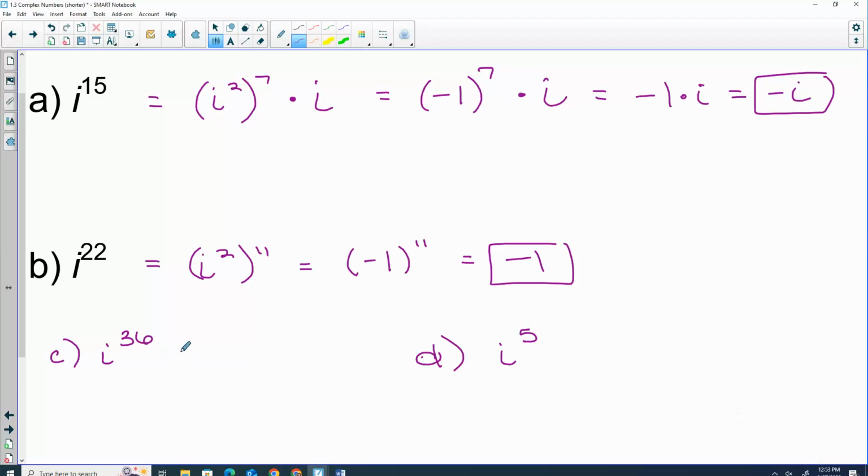We can break them into 18 groups of 2. So that's i squared 18 times. Negative 1 to an even power is positive 1.